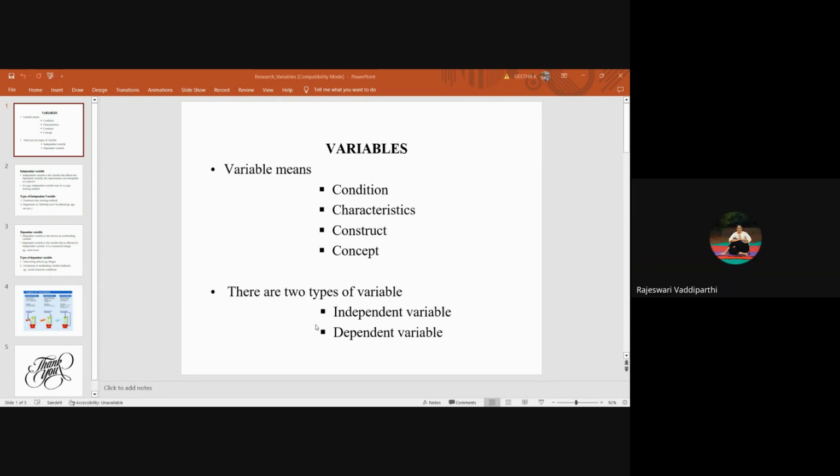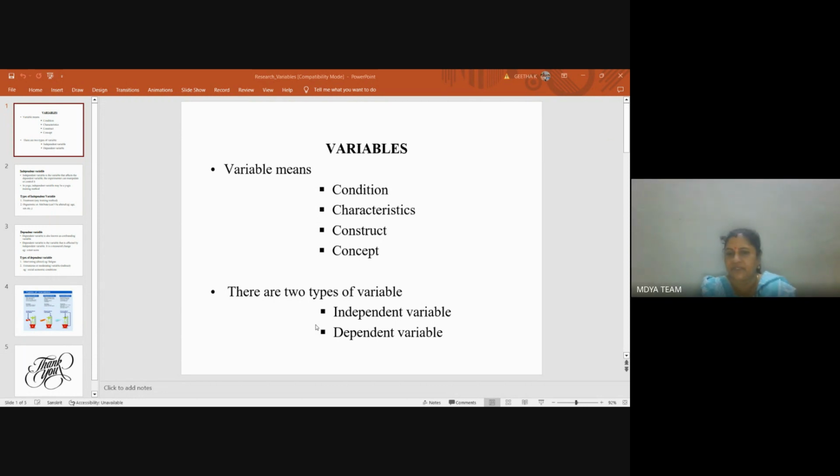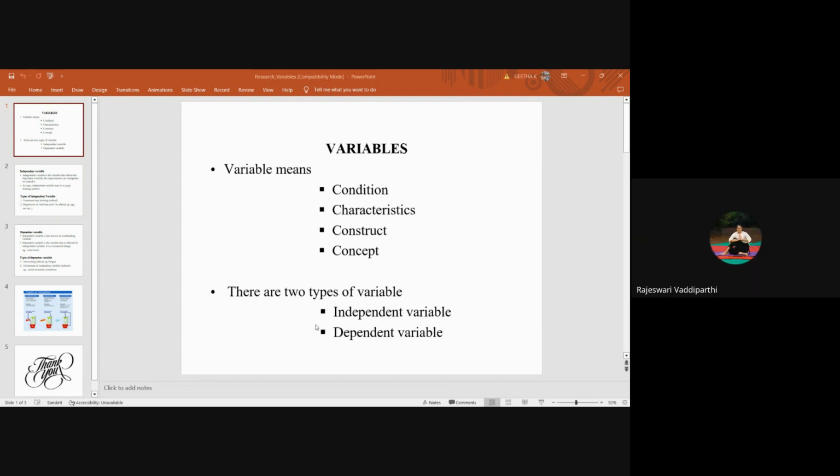If they have a constant practice of yoga, naturally their fasting sugar will differ. Either it will reduce or it will be normal. But if they don't practice yoga, if they don't follow the dietary pattern, naturally their fasting sugar will increase. So fasting sugar is a dependent variable, which is influenced by its interventions, or by the independent variables. Are you able to understand, madam? Yes, now I got it, ma'am.